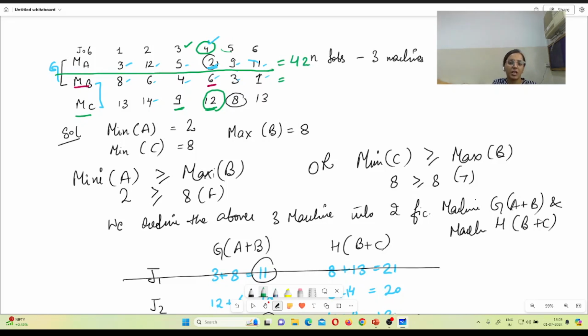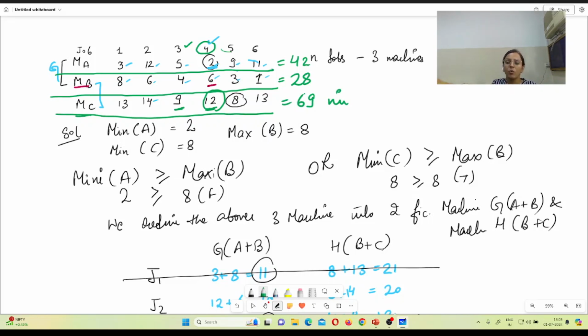Same with machine B. If I add all the values, 8 plus 6 plus 4 plus 6 plus 3 plus 1, then I get 28 minutes. And for machine C, adding all the values 13 plus 4, 14 plus 9 plus 12 plus 8 and plus 13, that becomes 69 minutes, right? So this is also the total time we find, like we did earlier.